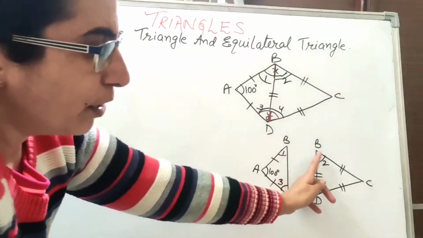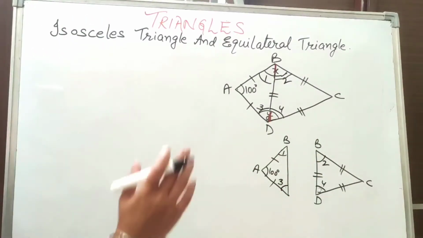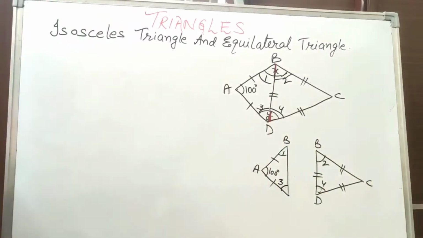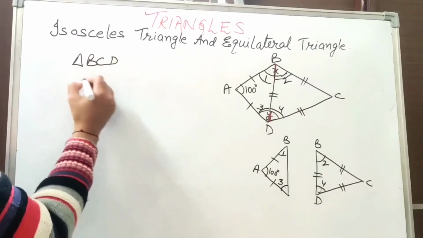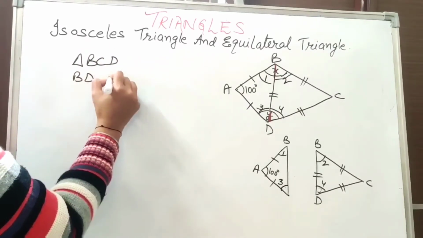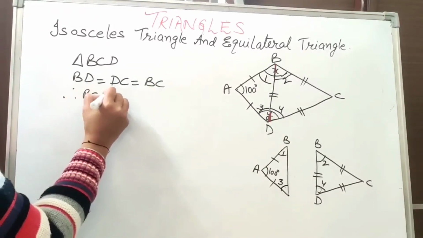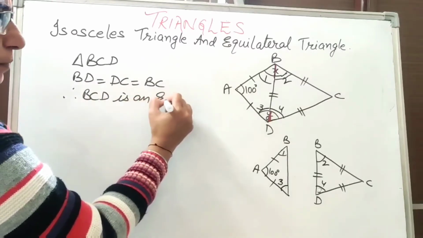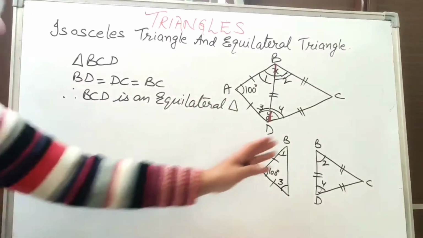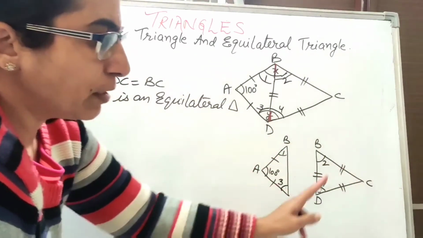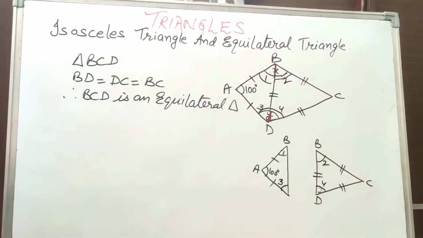So student, that triangle BCD, you can see in the triangle BCD all three sides are equal. When all three sides are equal, we can say that it is an equilateral triangle. So triangle BCD, in BCD all sides are equal, that is BD is equal to DC is equal to BC. So therefore BCD is an equilateral triangle. And in an equilateral triangle, if all sides are equal, then all angles are also equal. Angle B is equal to angle C is equal to angle D, and the measure of each angle of this equilateral triangle is 60 degree.